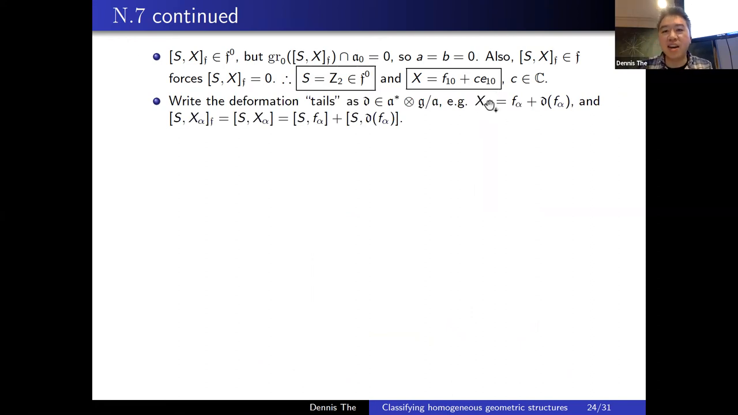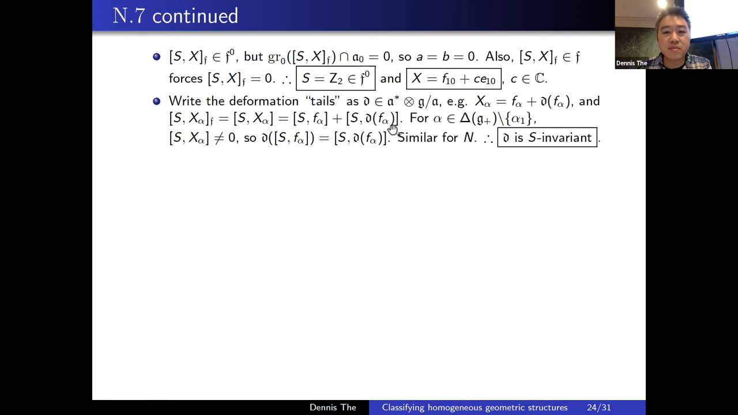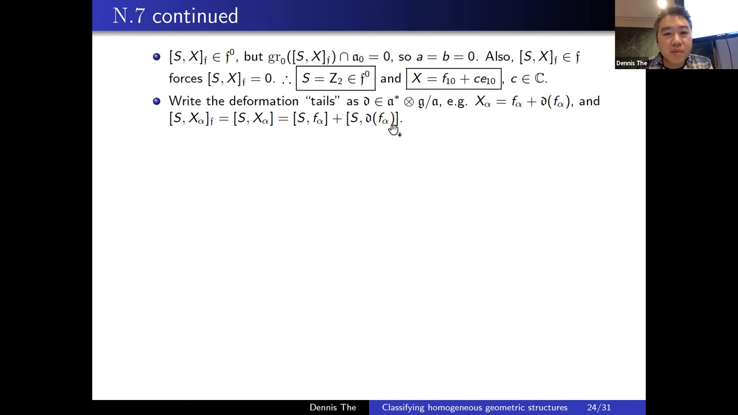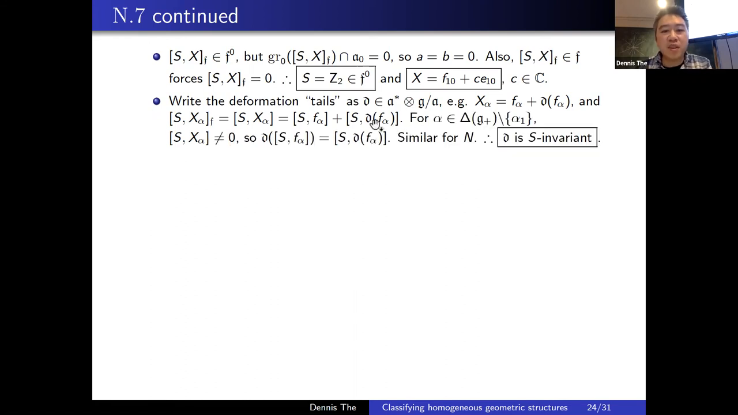Okay, so let's take this leading part F, let's take an X. This guy is all inside frac F. And then let's start using, again, this semi-simple element. Take the commutator, it looks like this. You're going to have a leading part like this, plus a bit like this. So if this leading part is non-zero, one can show that this tail part has to look like this.